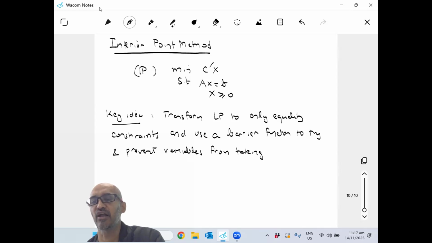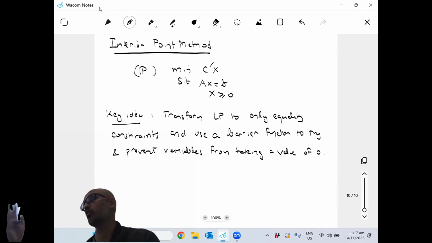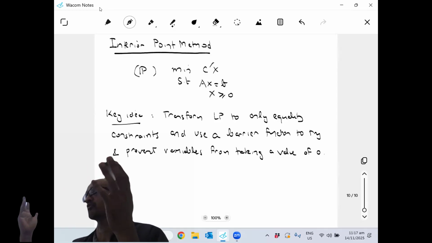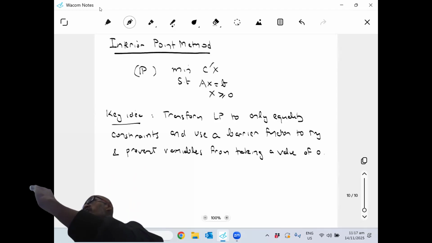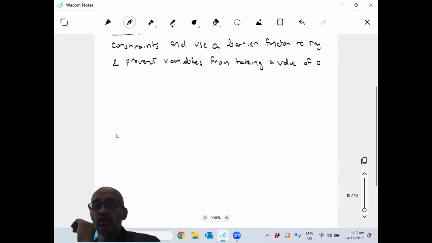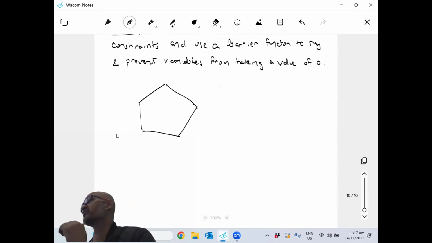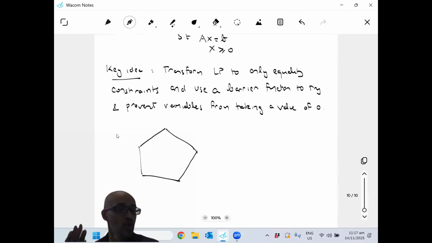Of course, some variables will take a value of zero. Remember, in standard form, you'll have non-basic variables and basic variables. Non-basic variables will take a value of zero. Basic variables will take a positive value, or should, if it's non-degenerate and so on. But we will try as much as possible to ensure the variables don't go close to zero. And what is the logic? The problem is when particular variables are going to zero, like a slack variable or something like that. So you try as much as possible to stay away from the boundaries. Of course, it has to work and solve the original LP problem. My ultimate goal is to solve this problem. So how do you do this?